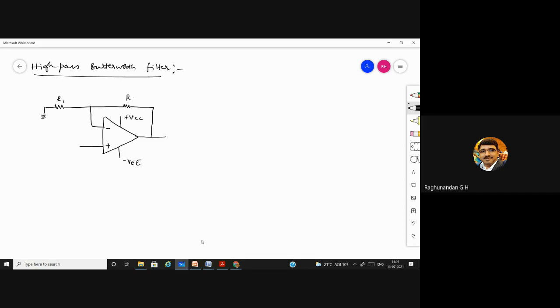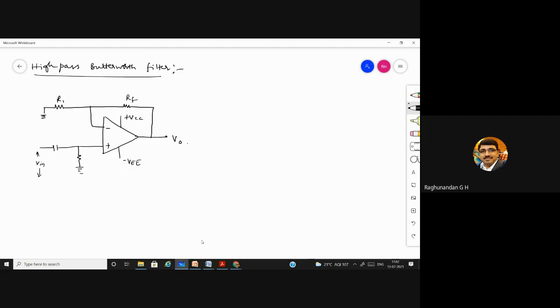R1, RF, resistor, and a capacitor. You can just observe here, in the low pass filter we had a resistor here, capacitor here, but now it is just the reverse of it. And this is the output which we are having.